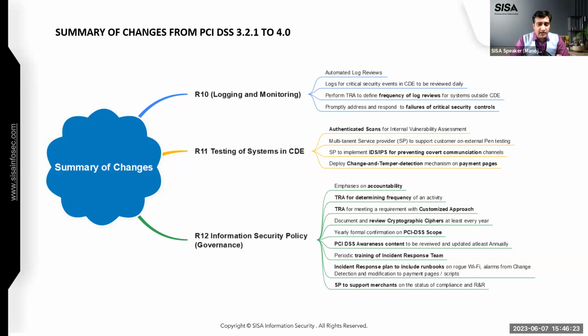You also need to create a lot of run books for your incident response, for detecting any kind of rogue Wi-Fi routers, change detection mechanisms, all of that. So there is a lot of emphasis on incident response in this version of the framework. And then, as we discussed, there were a lot of challenges when merchants reach out to service providers. That has been nailed now, right? You can always refer to the clause of the framework which says the service provider has to support me on these aspects. So that is also one of the major changes.